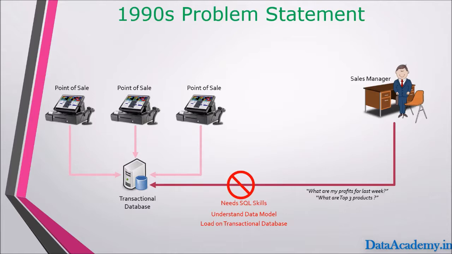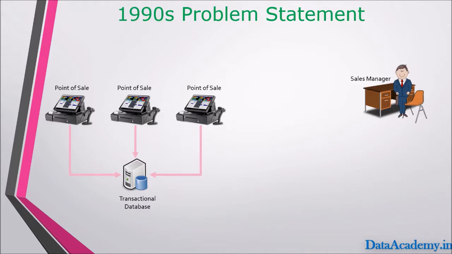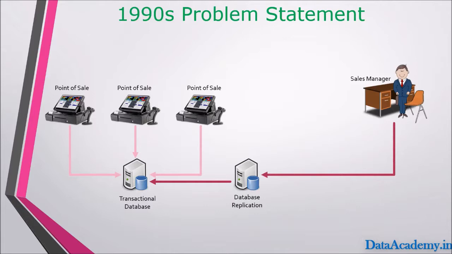Now, what is the solution for it? One interim solution could be we set up a database replication. Database replication is where we simply copy over all the data from the transactional database. It's a mirror copy of all the data from the primary database into a backend database. Now, the manager can connect to the database replication in order to fire their queries. But still, this does not solve all the problems.